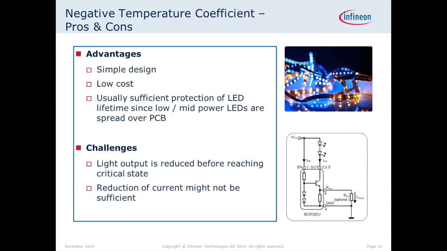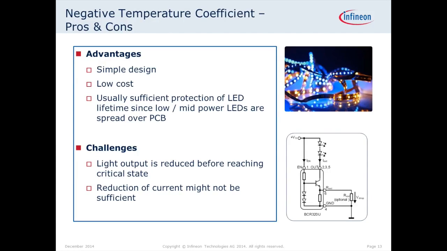Now the challenges. It's quite obvious the light output is reduced even before reaching a critical state. That is usually undesired. It's not significantly reduced, but there's a slope up to, let's say, 40, 50 or even 60 degrees Celsius. There's nothing critical about the lifetime of the LEDs, but still the current is reduced, and with it the light output. And vice versa, if the temperature goes below zero, the light output is increased compared to nominal output. This is usually not desired.